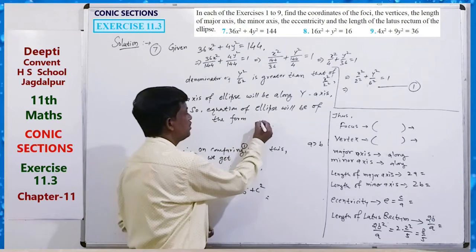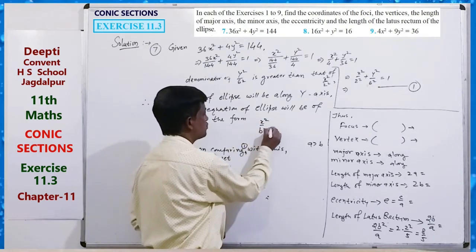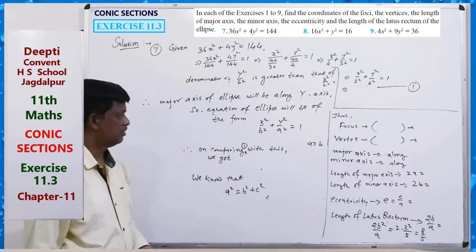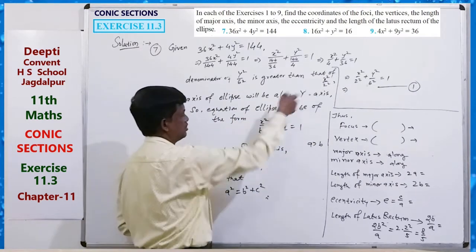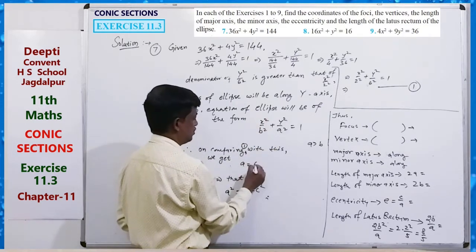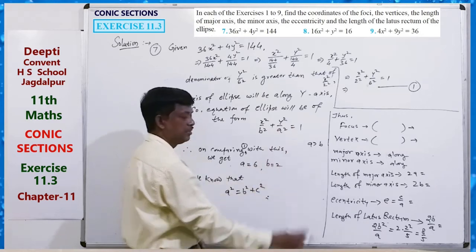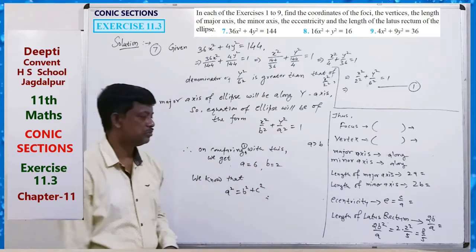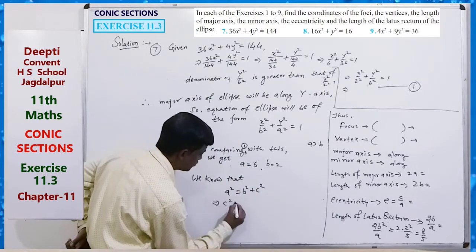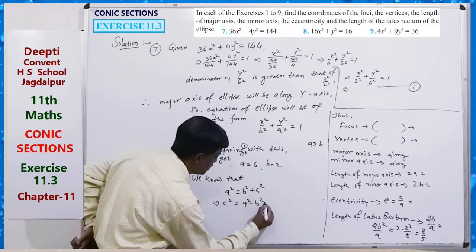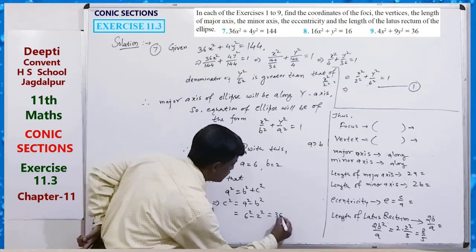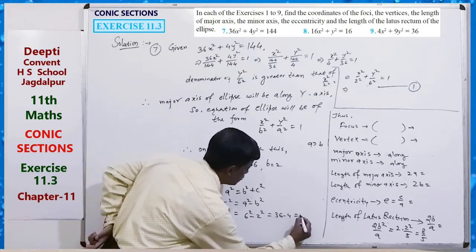So the format will be x square upon b square plus y square upon a square equals 1. Clear? Now, comparing this equation with this, we can write a equals 6, b equals 2. So we can find c from c square equals a square minus b square. That is 6 square minus 2 square, equals 36 minus 4 equals 32.